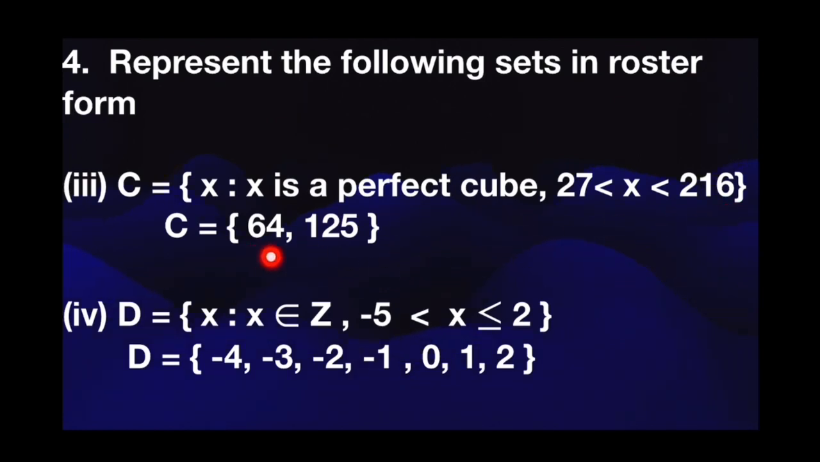So you write it down. 5 cubed is 125. It is less than 216. Write it down. 6 cubed is 216. We should not include it in the set. So the answer is C is equal to 64 and 125.